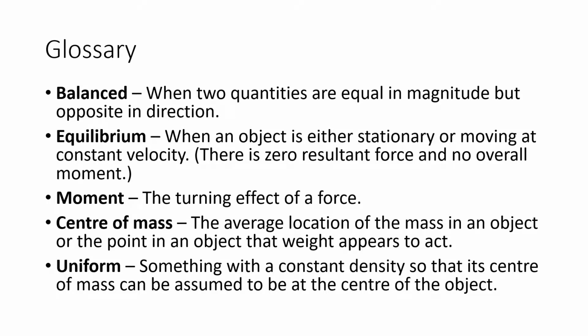So we have a glossary of terms here. Balanced is when two quantities are equal in magnitude but opposite in direction. Equilibrium is when an object is either stationary or moving at constant velocity. This is because there is zero resultant force and there is no overall moment. So it's neither being accelerated nor is it being caused to turn.